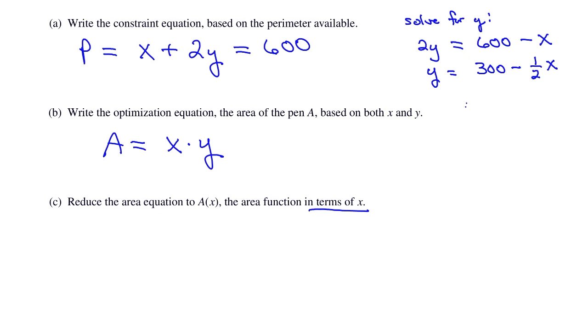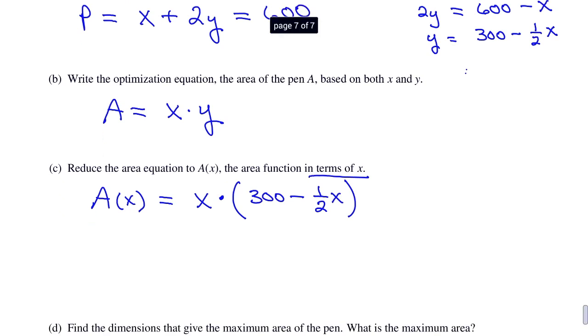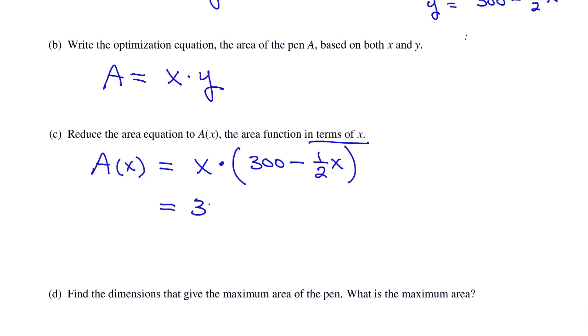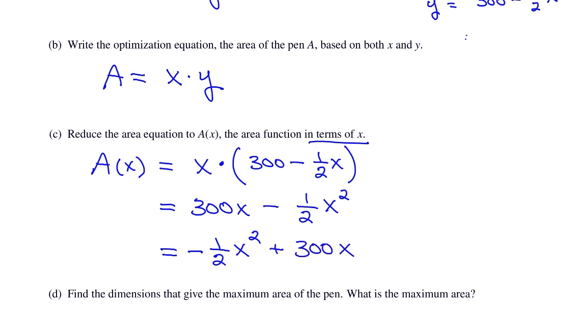We take this equation and substitute it in for y in the area equation, and that creates a quadratic function A of x. A of x is equal to x times 300 minus 1/2 x. Simplifying, we get 300x minus 1/2 x squared, and that's equal to negative 1/2 x squared plus 300x. So this is the formula for the area of the pen.